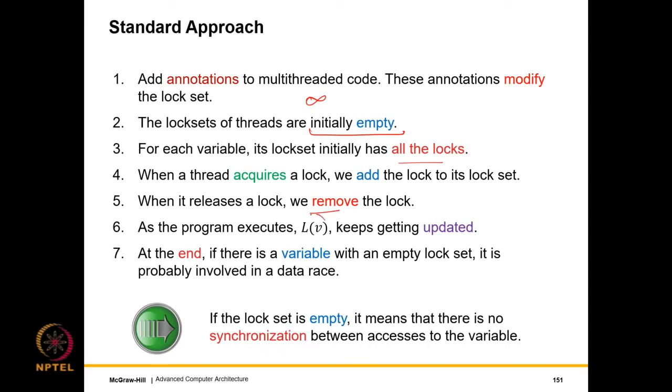As the program executes, for every variable v, its lock set keeps getting updated. At the end, if there is a variable with an empty lock set, maybe it is involved in a data race. We will see that there could be many instances where actually it is not, but it is possibly involved in a data race. Basically, if the lock set is empty, it means that there is no synchronization between accesses to the variable. But as I said, not all such instances where the lock set is empty are harmful. There are some harmless ones as well. So we will discuss that.